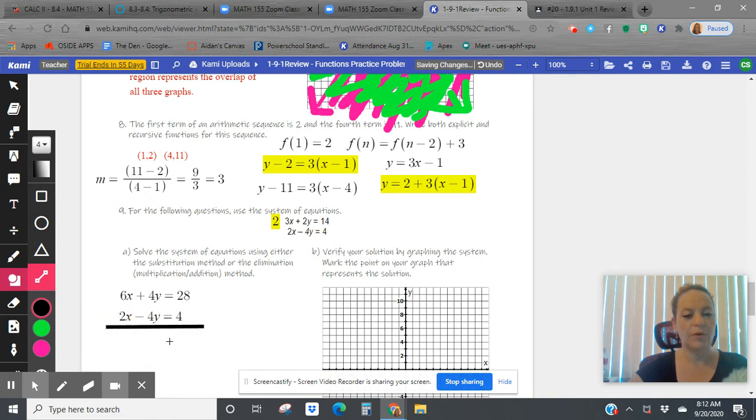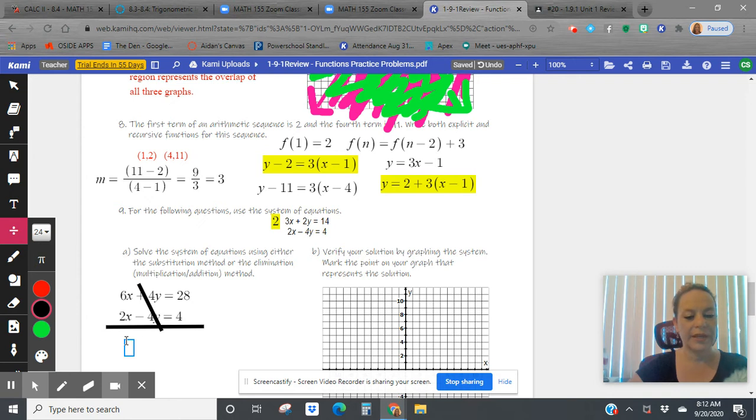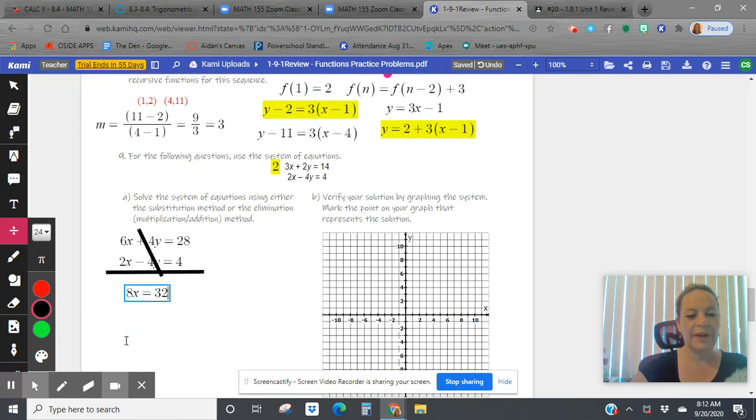Now I can perform the elimination or the linear combination by crossing this guy out. And 6x plus 2x equals 8x. And 28 plus 4 equals 32. Divide by 8, divide by 8, I get that x equals 4. All that work for half an answer.